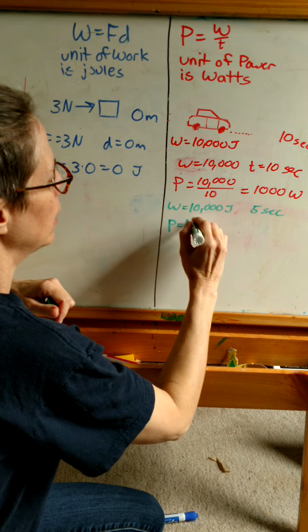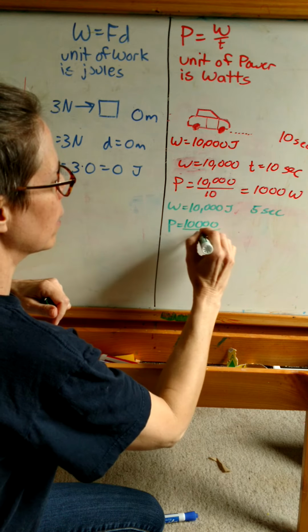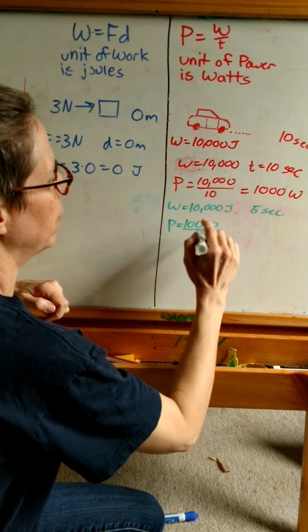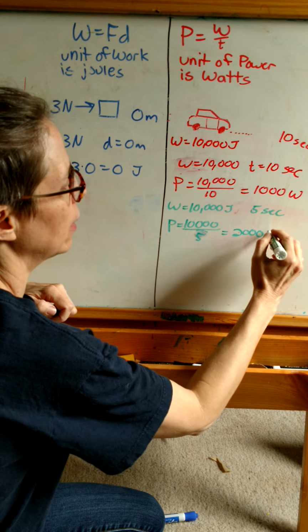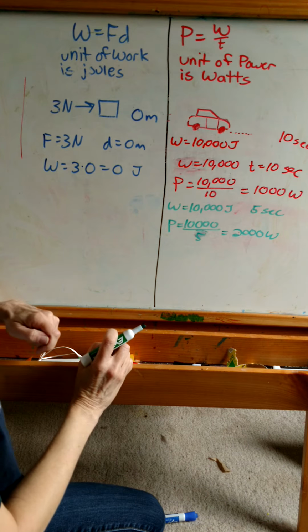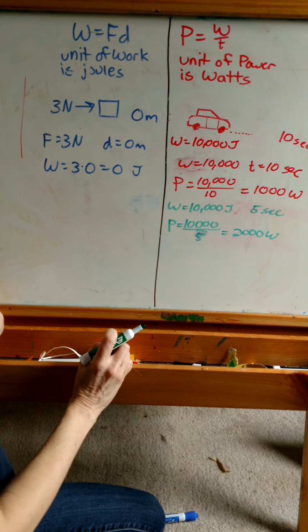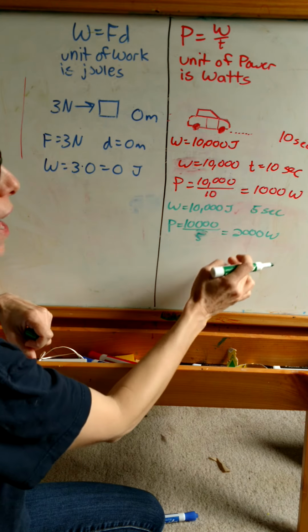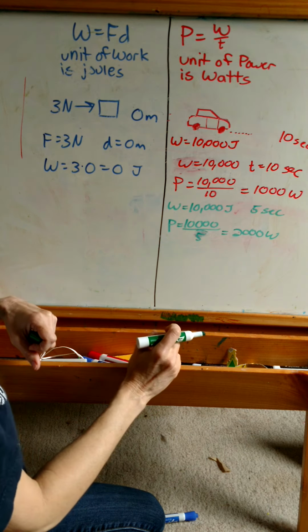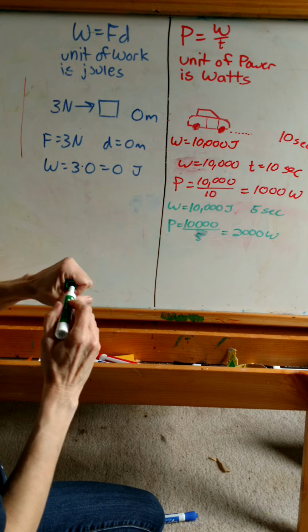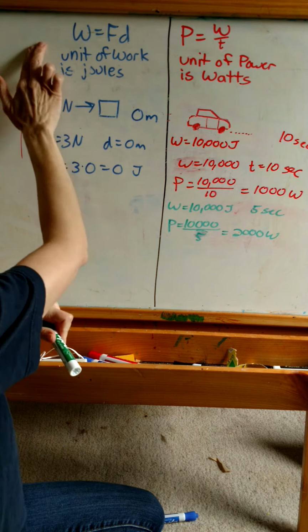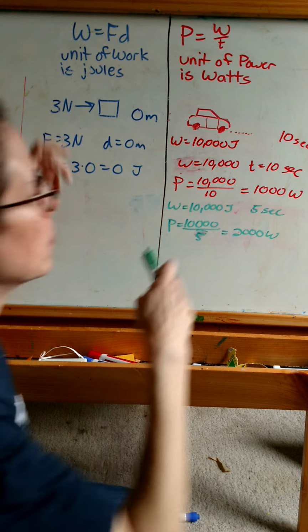Well, power equals 10,000 divided by 5, and it's going to turn out that he generated 2,000 watts of power, and I only did 1,000 watts of power. He did it in half the time, so he was twice as powerful. And that's just a real quick basic rundown of how to do work problems and power problems.